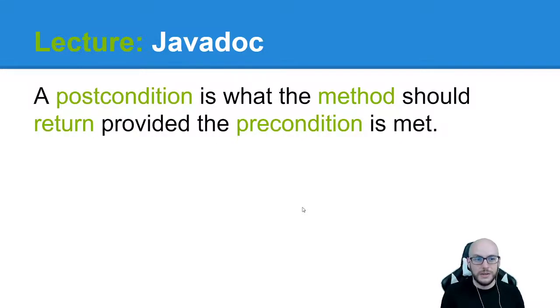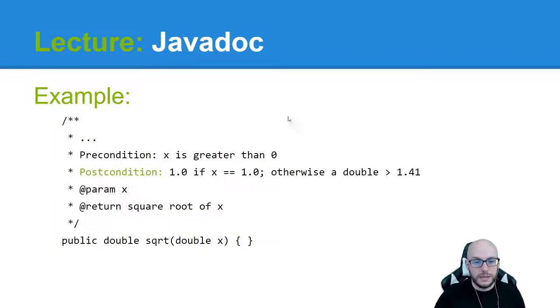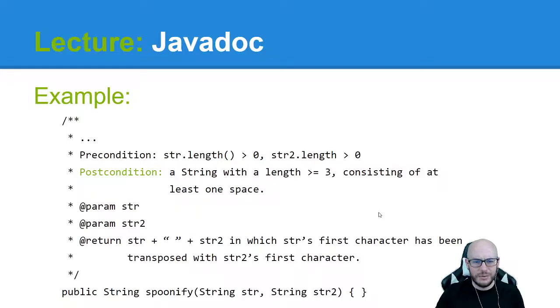A postcondition, on the other hand, is what the method should return provided the precondition is met. So let's look at some examples. This first one's not great, but we have a postcondition of what you should expect given that the precondition is met. What you should expect my method to return. Right? Postcondition is you should expect 1.0 if x is 1.0. Otherwise, some double. This is not a great example.